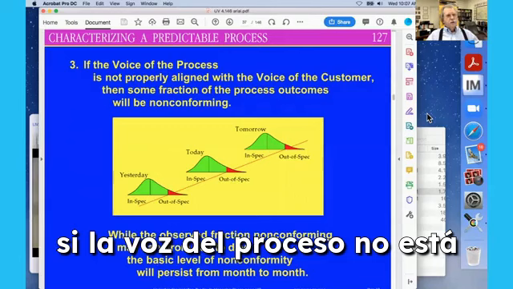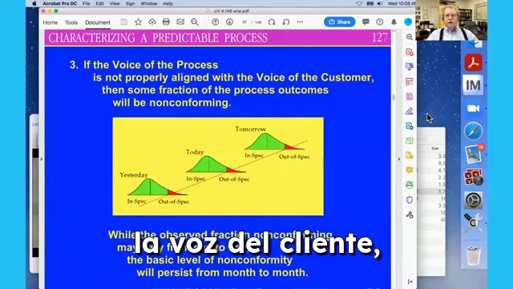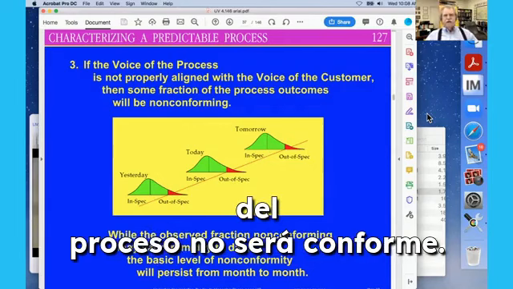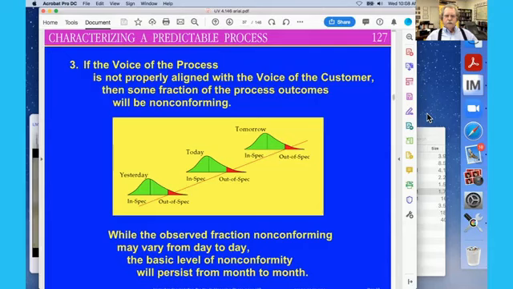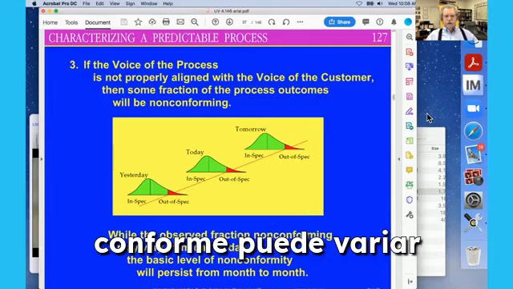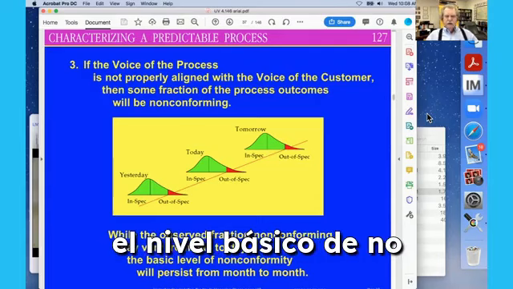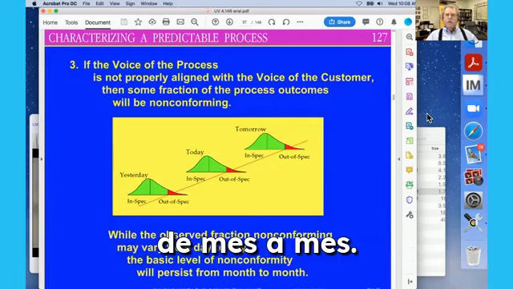Now, if the voice of the process is not properly aligned with the voice of the customer, some fraction of the process outcomes will be non-conforming. While the observed fraction non-conforming may vary from day to day, the basic level of non-conformity will persist from month to month.